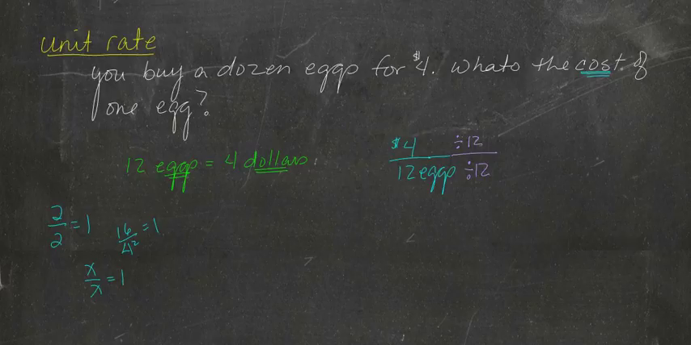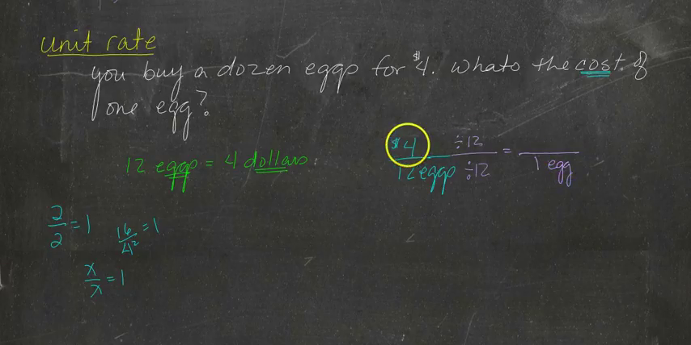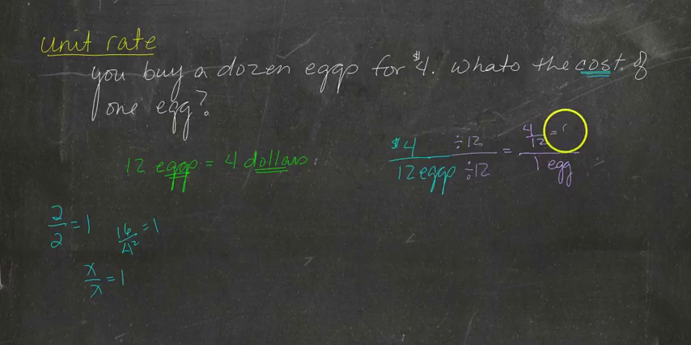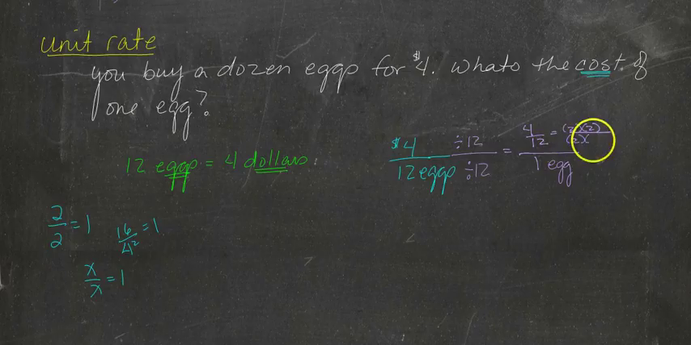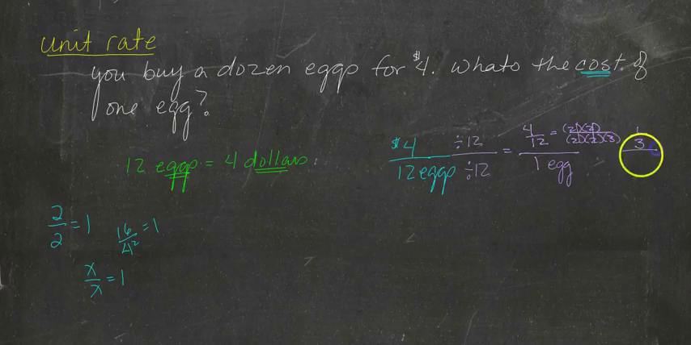So what happens if I do? Well, 12 divided by 12 is just going to equal 1. So I get 1 in the denominator, 1 egg. And in the numerator, I get 4 divided by 12. So that's a fraction, 4 divided by 12. First thing we want to do is look at reducing it. So we know that reducing this would be a matter of finding the product of primes for it, 2 times 2 times 3, and canceling what you can, and you end up with 1/3 in the numerator.